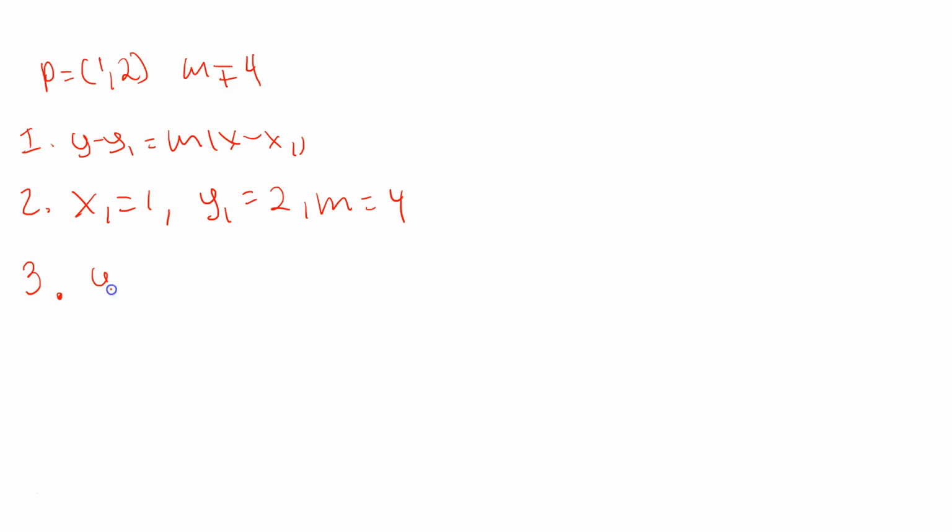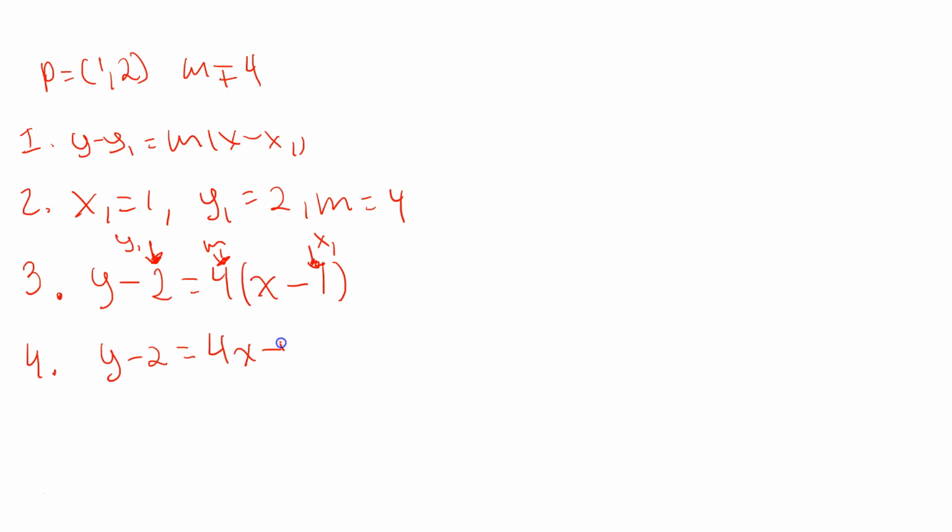So you put y minus, and you replace y1 with the value, which is 2. You replace the slope, which is 4. Then you write x minus the given value of x, which is 1. So again, remember that this here is x1, that there is m. It's just plugging in. And this value here is y1. And now you simplify that. So for example, you're going to use the distributive property on the right side. You're going to end up with y minus 2 equals 4x minus 4.